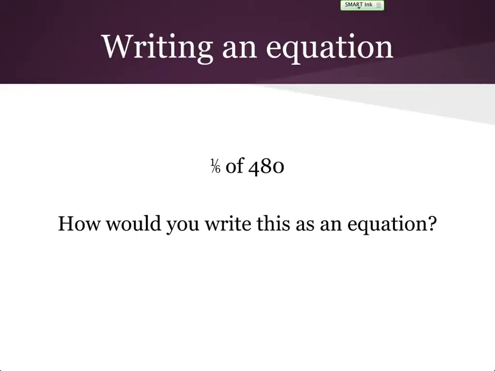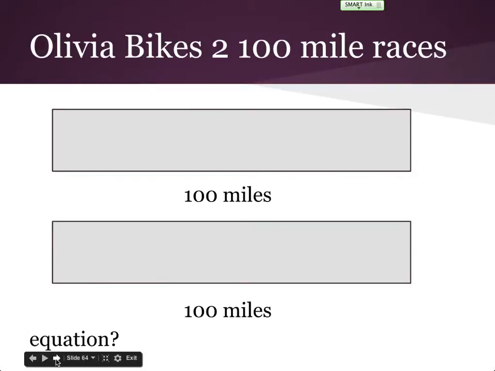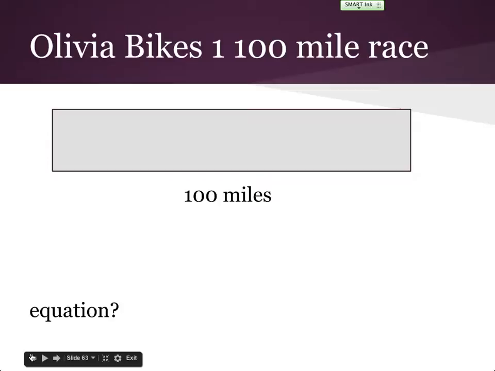Well, let's move on to the next slide and look at Olivia. So Olivia bikes a 100-mile race, right? If she bikes a 100-mile race, how can we write a multiplication equation for that? Noah? 1 times 100. Clear the ink and let's go on to the next slide.